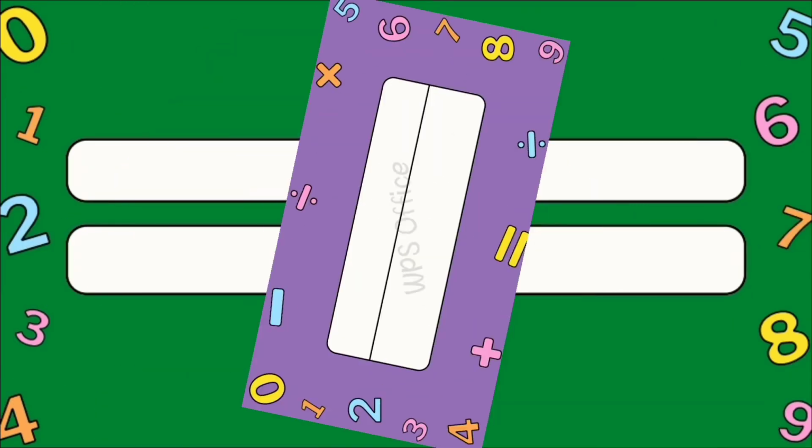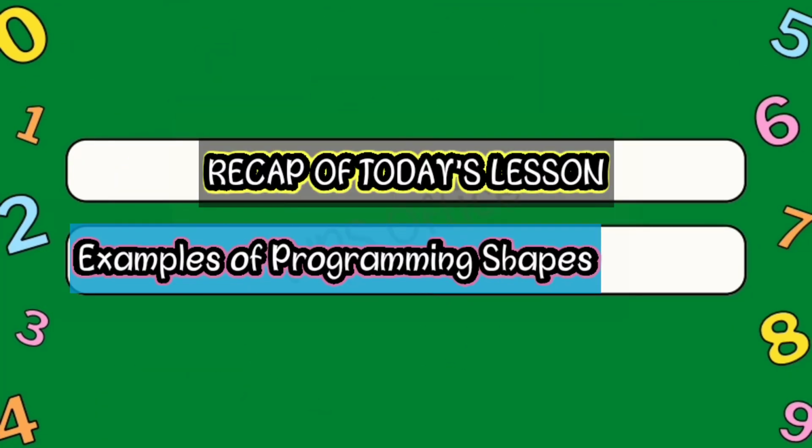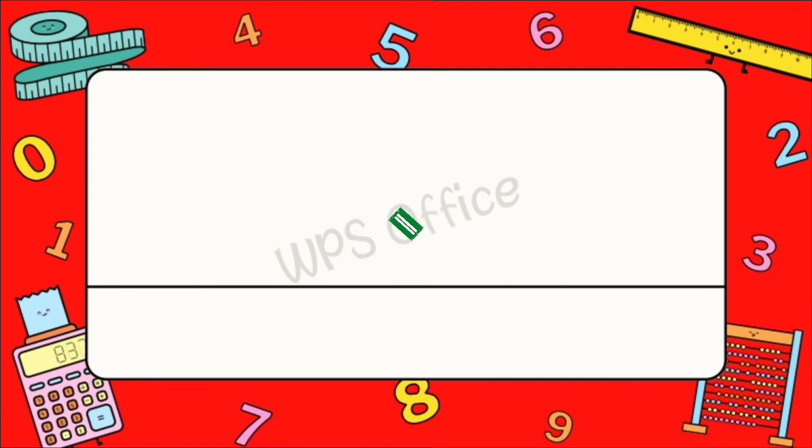And we also talked about the examples of programming shapes, and we also said we have different examples. We have the start, which is also known as the end. Then we also have the process. We have the decision, and we also have the display, the input and output of different shapes.